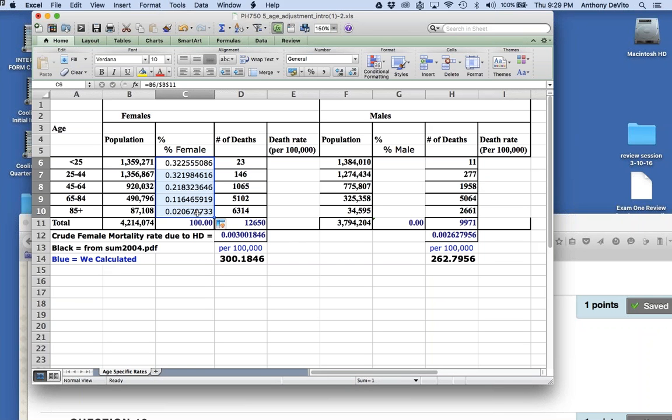2% of the population is over 85. 11% of the population is over retirement age, 65 to 84. Let's do the same thing for males. Equals this number divided by the total number of males, which is 36%, an even higher percentage, right? That's interesting. So I'm going to put a $ in front of here and a $ in front of here. Okay, and I'm going to click on this, drag it down. Whoops, let me undo that.